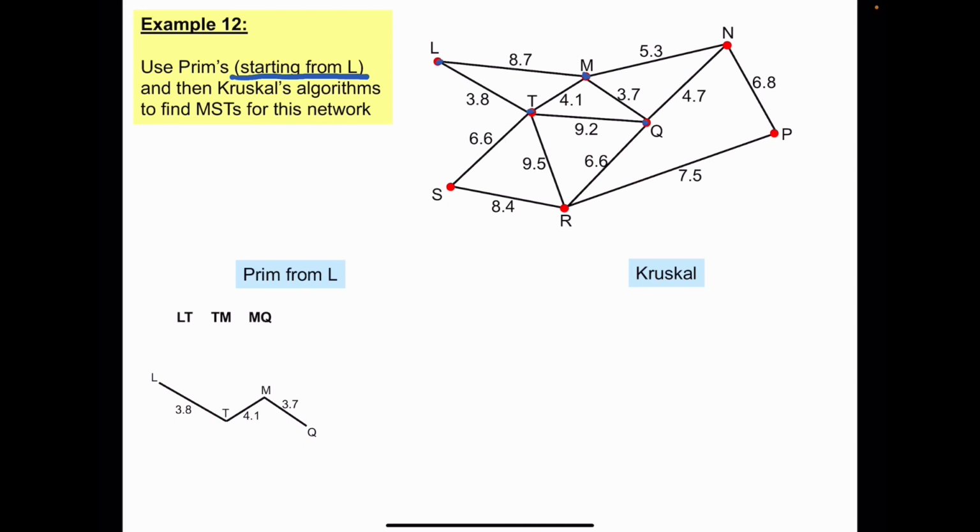Then from these 4 vertices, the next one that is the nearest would be 4.7, that means N. And the next one is 6.6. I have 2 options. I can either add R or I can add S. So ST and QR both have S, and the only one that I'm still missing is P, and obviously the shortest edge is NP, so I'm adding it there.